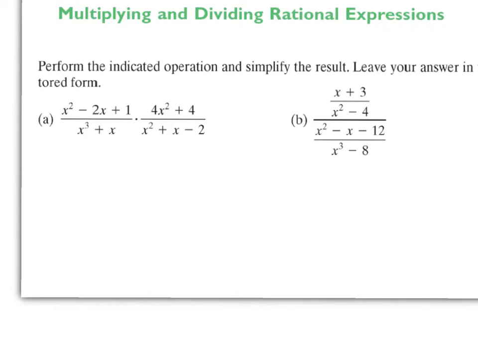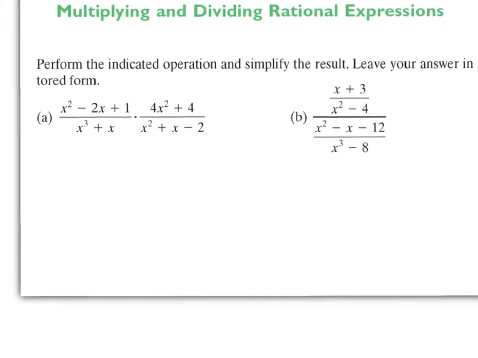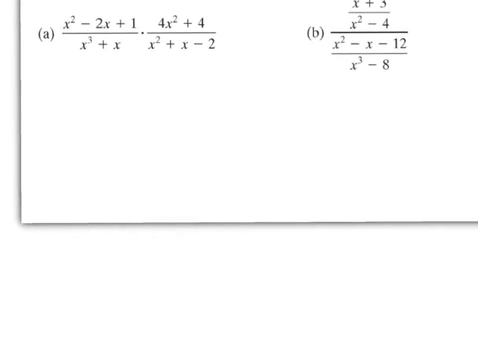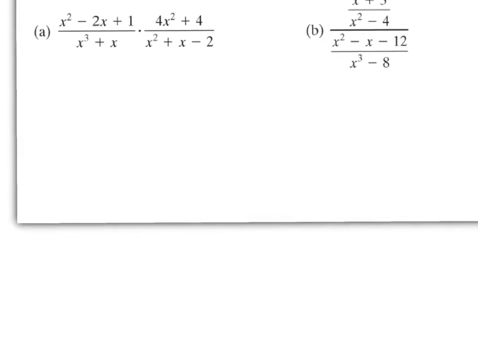Hi, so we're going to deal today with rational expressions, how we multiply and divide rational expressions. We're going to start with example A. Here we have x squared minus 2x plus 1 over x cubed plus x times 4x squared plus 4 over x squared plus x minus 2. Well, first we have to factor each expression here.